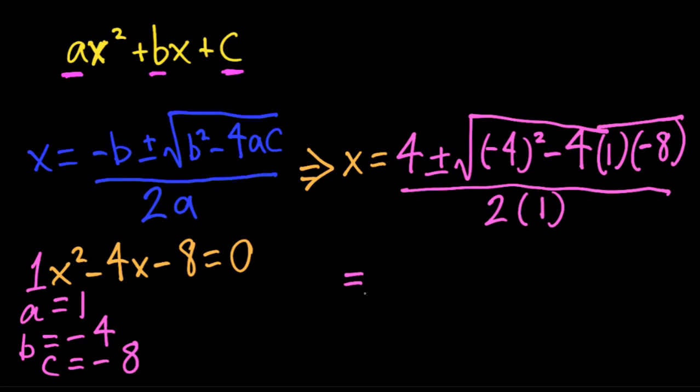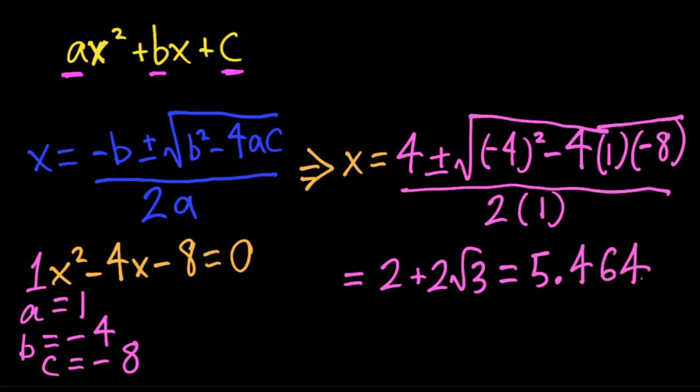Okay, so let's just do 4 plus root of minus 4 squared minus 4 times 1 times minus 8 all over 2. And when we do 4 plus, we get 2 plus 2 root 3. And to get the nasty decimal, that will be 5.464 rounded.